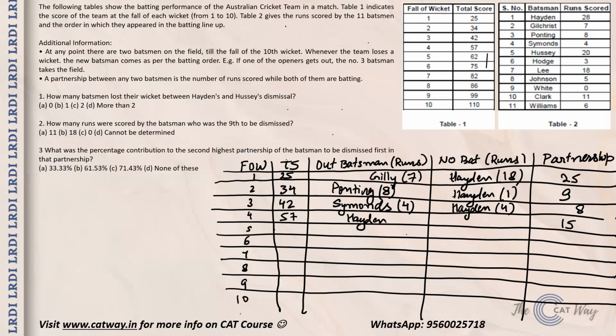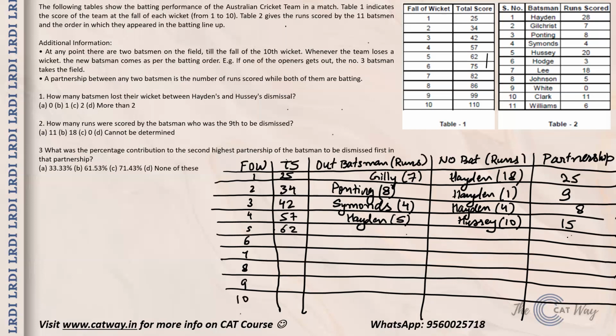Because Hayden is currently at 23 runs, Hayden will score 5 more runs of this partnership, and the remaining 10 runs will be scored by Hussey. Now the next wicket fell at 62.